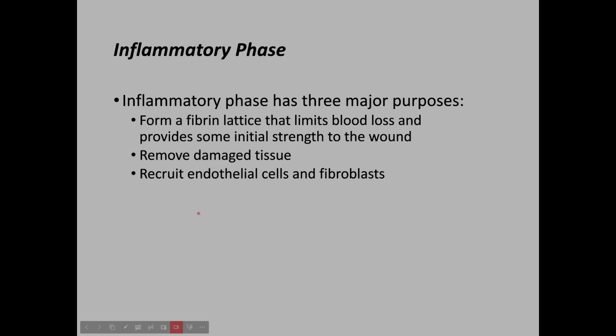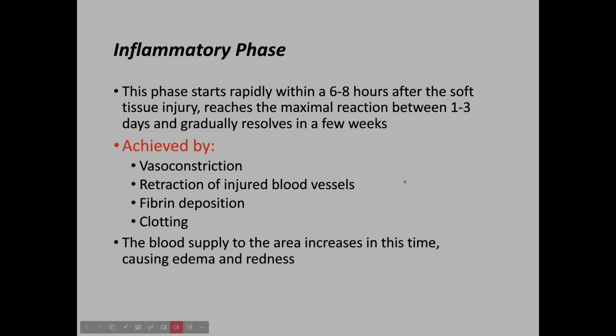The inflammatory phase is the next phase we'll encounter across the process of healing phases. Inflammation is going to have 3 big purposes. The first one is to form a fibrin lattice that's going to limit the blood loss. We want to stop blood loss by forming this fibrin lattice. It's going to provide initial integrity or strength to the wound. Then we want to get the damaged tissue out of there and start to recruit those endothelial cells and fibroblasts to move into the more initiating phases of healing, where we're going to repair and then also rebuild what has been damaged and for it to be replaced.